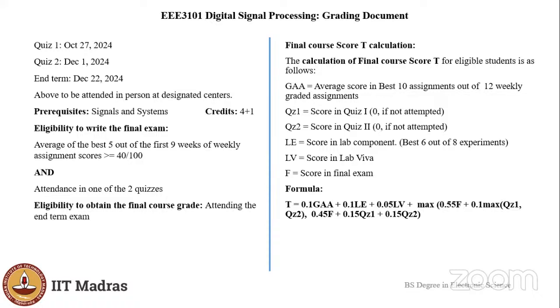Out of 100, the weekly graded assignments carry 10 marks, the lab experiments carry 10 marks, and the lab viva carries 5 marks. So this is how the grading will be. The formula has been slightly changed as per the inputs from Professor David, sir, so we have changed it accordingly.